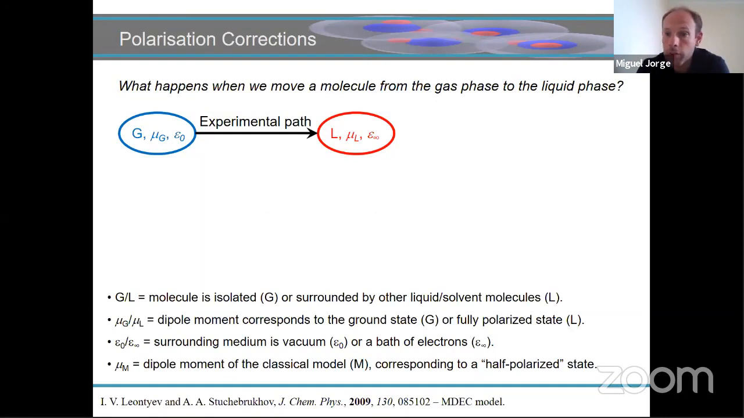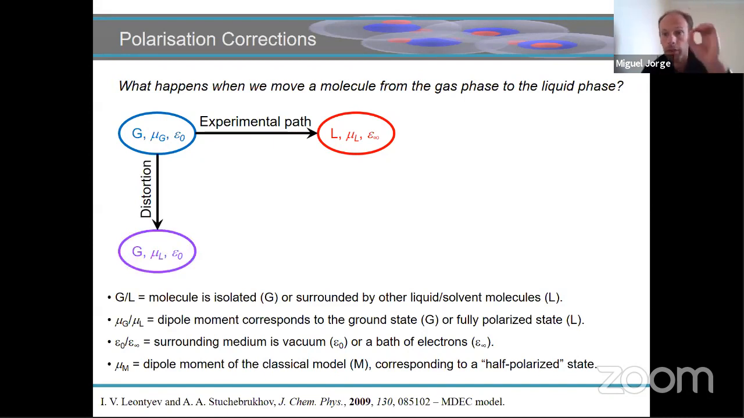How do you account for polarization effects without simulating a polarizable force field? The key is in this slide, I'll show you what happens when a molecule goes from a gas phase where it's isolated, suffering no polarization, into a condensed phase environment, which normally I use a liquid here. A liquid being a state in which the molecule is polarized by surrounding molecules. You can follow the notation down here. I won't spend a lot of time here, but basically you can split this process, which I call the experimental path, into several steps.